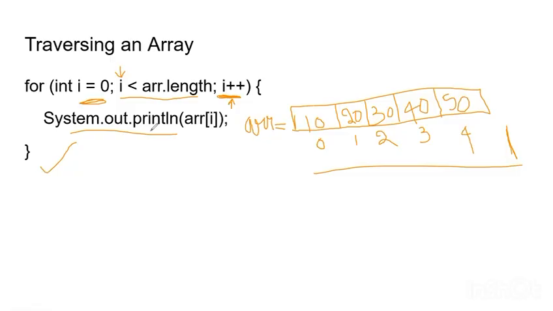So System.out.println array of I. Since the value is 0, array of 0 will be 10. So 10 gets printed. Then it moves on. I plus plus, I is 1. 1 is still less than 5, that is the length of the array. So again, the next value is printed, array of 1. Likewise, array of 2, array of 3, and array of 4. Then again, when I gets incremented to 5, 5 is no longer less than array.length. So it comes out of the loop. So this is how we can traverse an array, making use of this for loop.